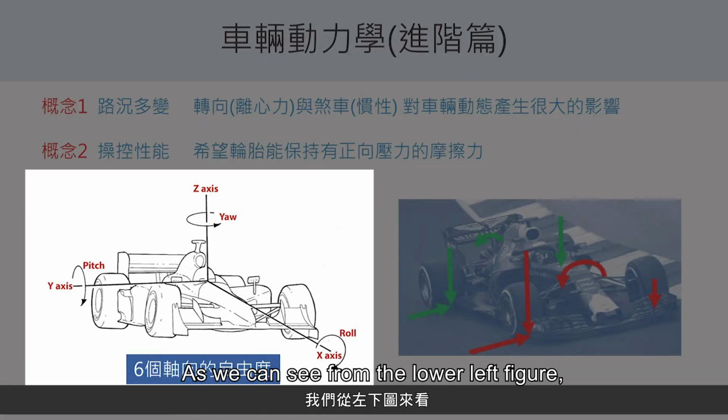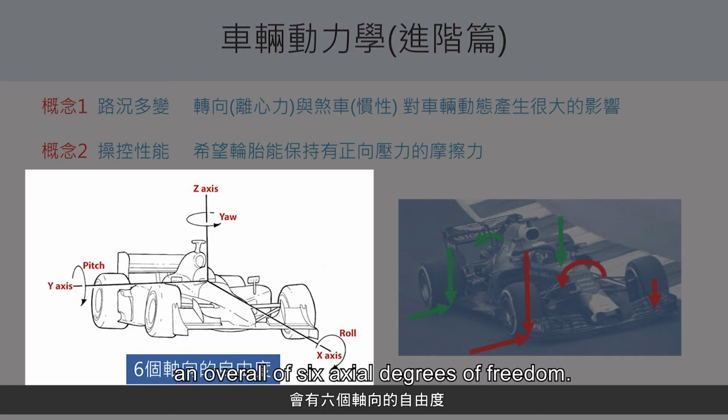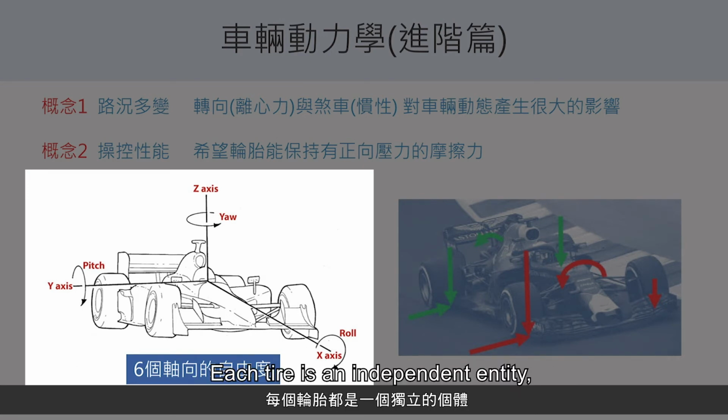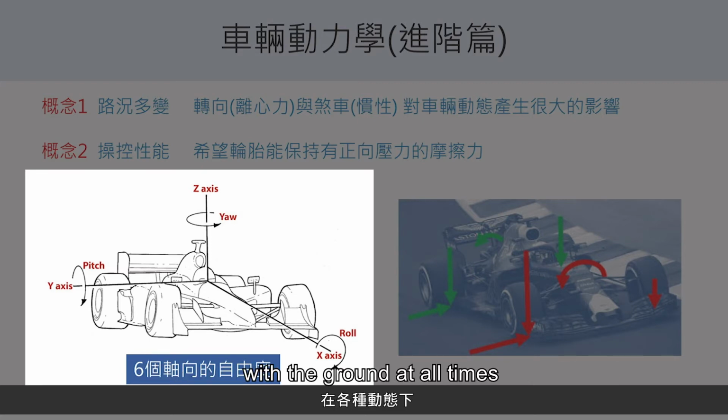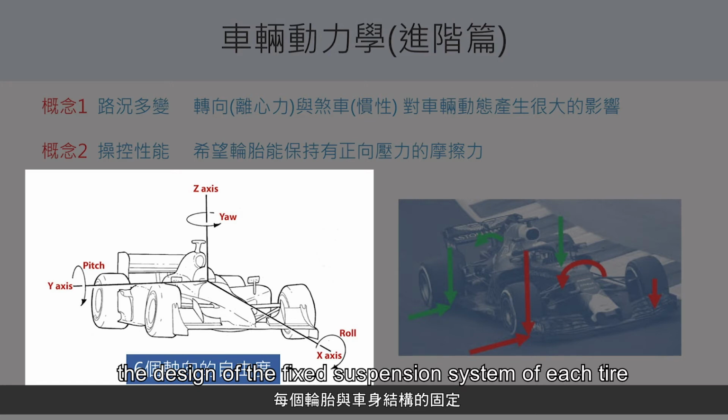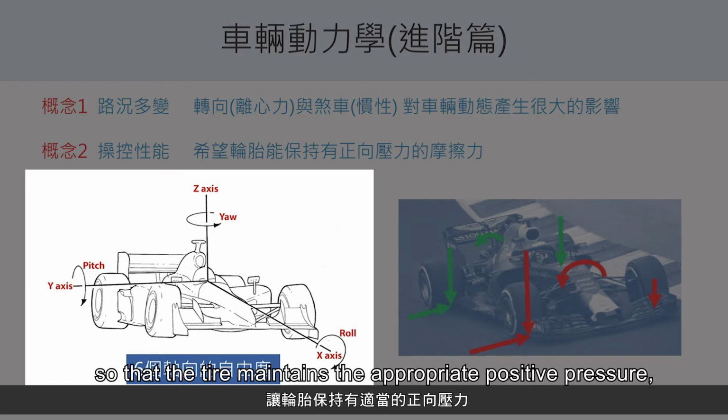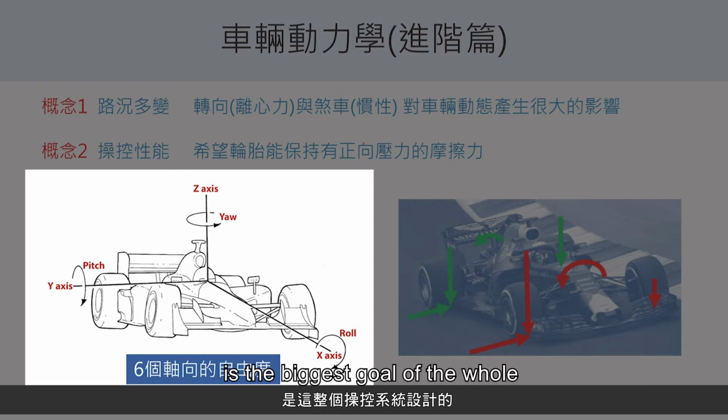As we can see from the lower left figure, the vehicle has an overall of 6 axial degrees of freedom. Each tire is an independent entity, which maintains an appropriate amount of pressure with the ground at all times under various dynamic conditions to maintain its driving and safety. Under such conditions, the design of the fixed suspension system of each tire and the car's body structure so that the tire maintains the appropriate positive pressure is the biggest goal of the whole control system design.